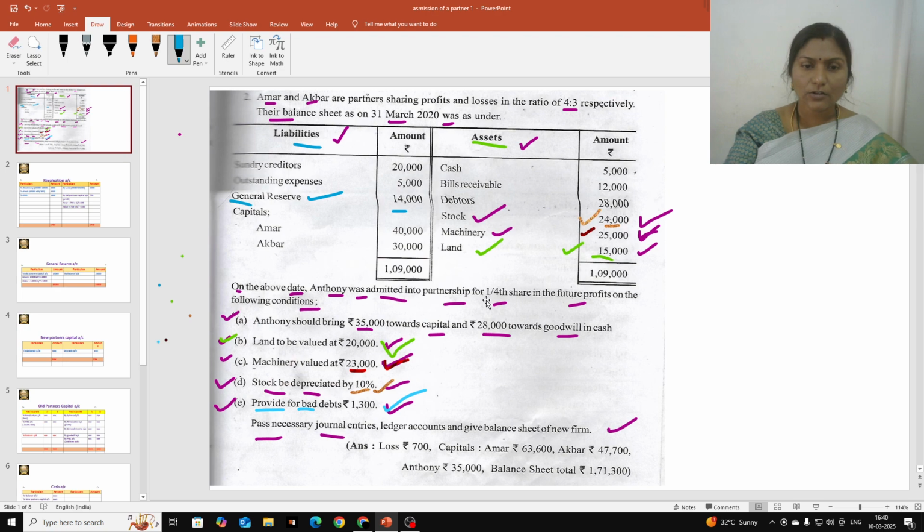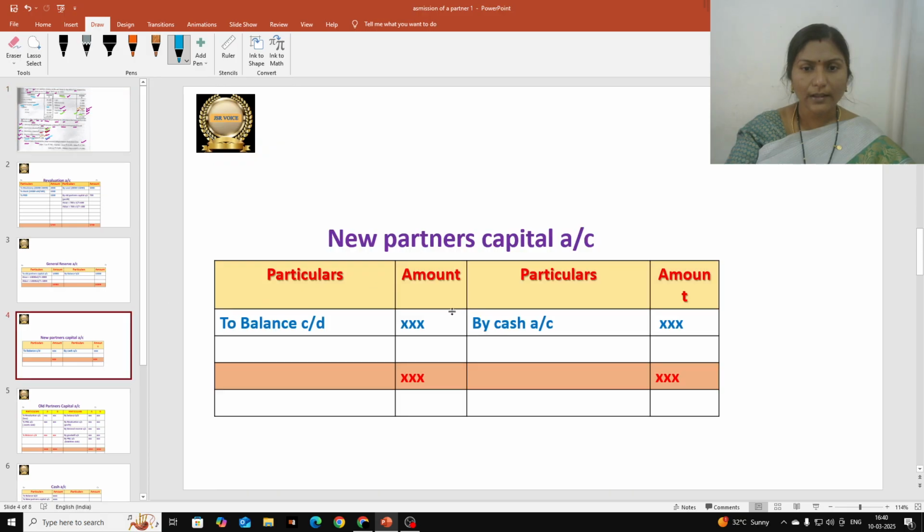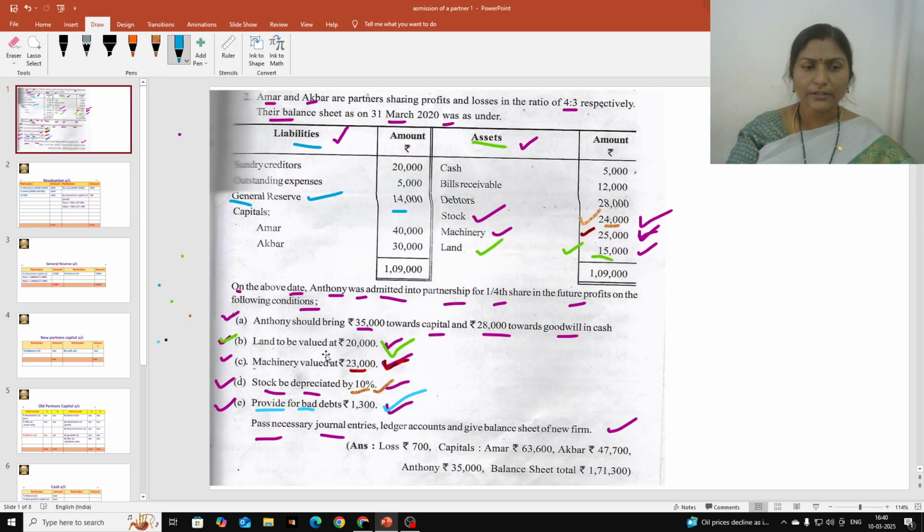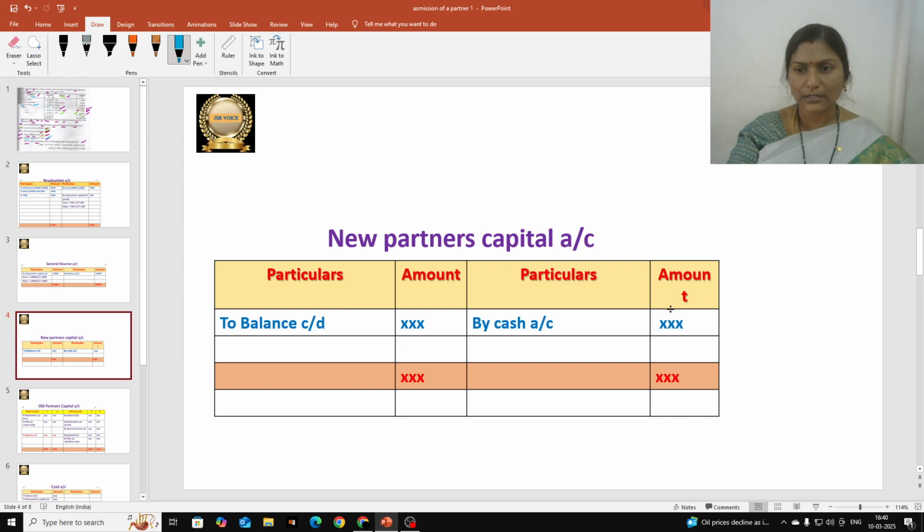So let us check the question. Here the new partner is Anthony, and how much capital is he bringing? 35,000. You can see point A, students. You can take the amount from that. 35,000 capital he is bringing. Let us go and record there. First we should record on the credit side only, by cash account. This is a format, we have to follow the formats. So by cash account, how much is he bringing here? He is bringing 35,000 capital. So let us record 35,000 here.